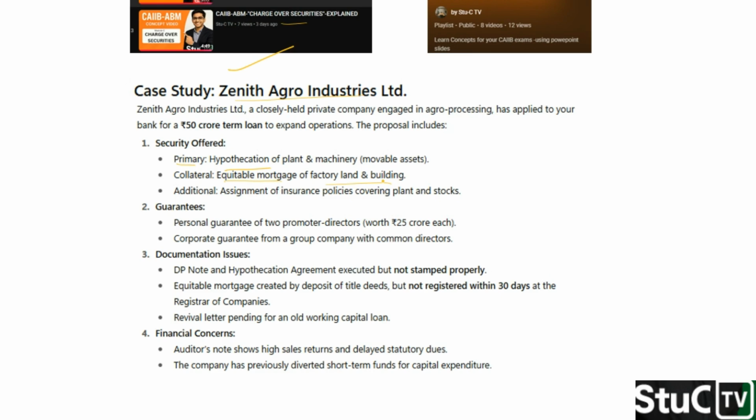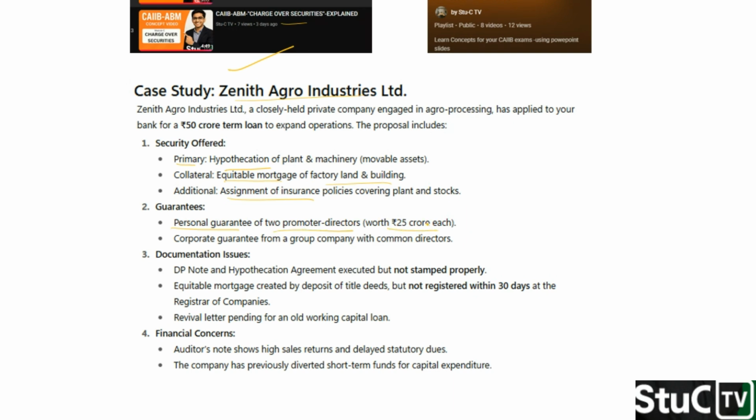Collateral security, equitable mortgage of factory land and building. Again, what are the properties of EMT creation when you deposit title deeds with the bank? What is the sort of charge created? So you can watch this in the securities concept video. Then additional securities, assignment of insurance policies.